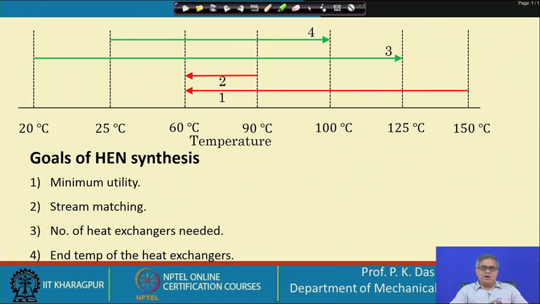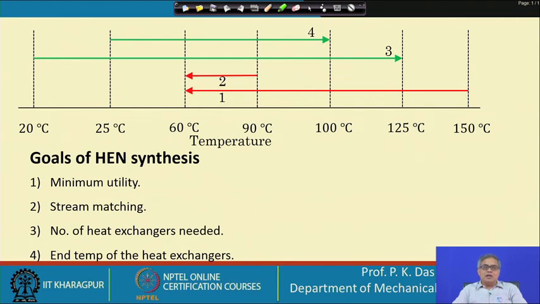There will be some number of streams in these zones. Now, with this background, let us see what is the goal of heat exchanger network synthesis. We have to have minimum utility. The way we will synthesize the heat exchanger network, that we have got use of minimum utility.